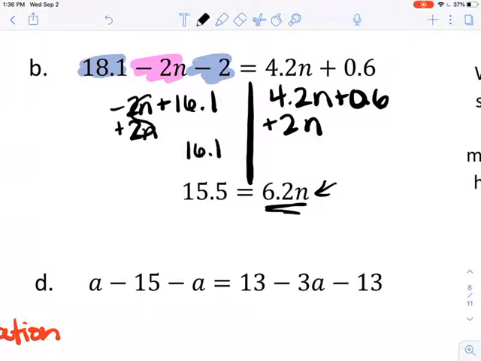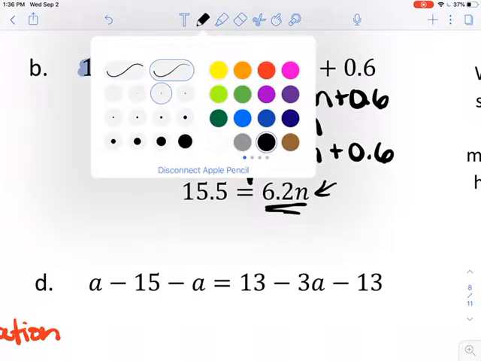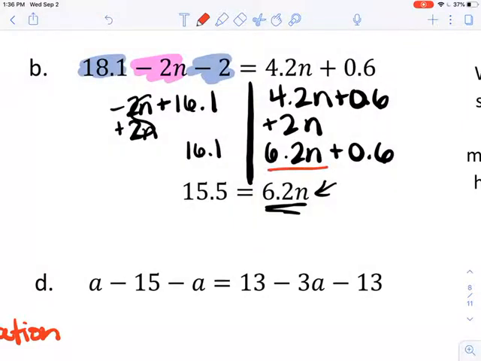Okay, what's on my other side of the equal sign? I get 6.2n plus 0.6. Okay, so now I have that 6.2n over there. Now what I need to do is just get rid of this 0.6. So does that work? If I subtract 0.6 over here and subtract 0.6 over here, does that equal? Yes, it does. 16.1 minus 0.6 does equal 15.5.